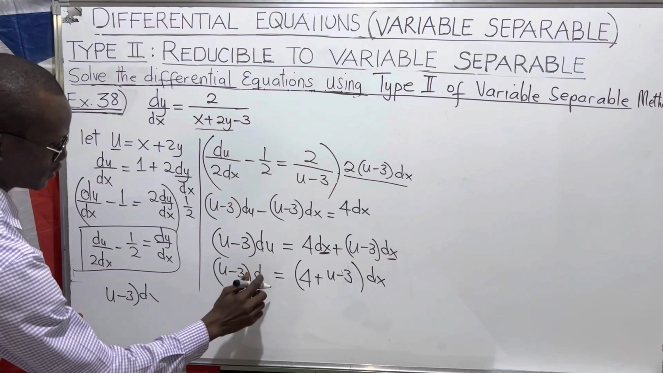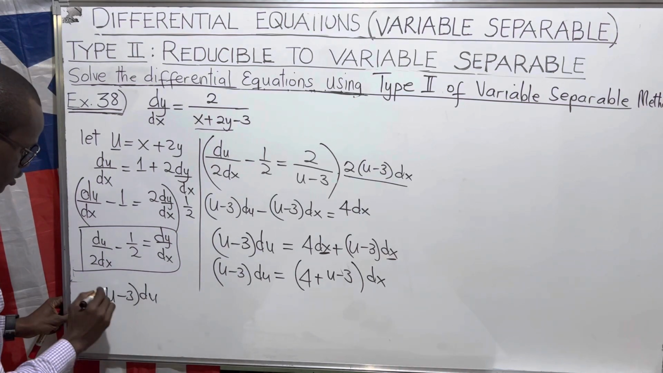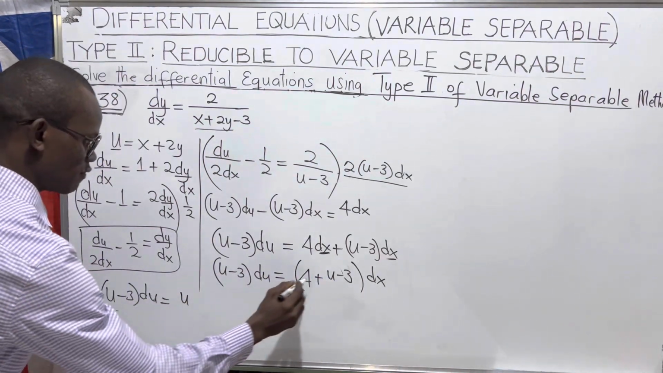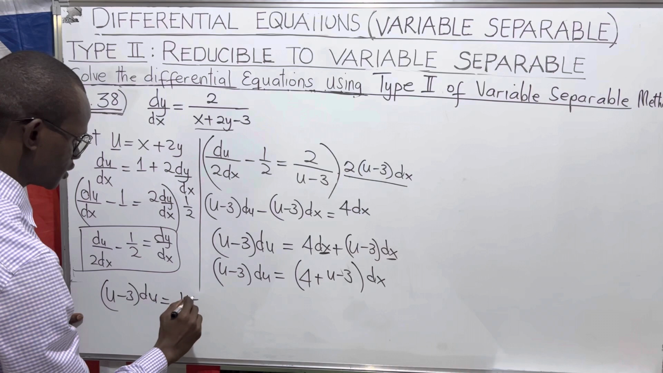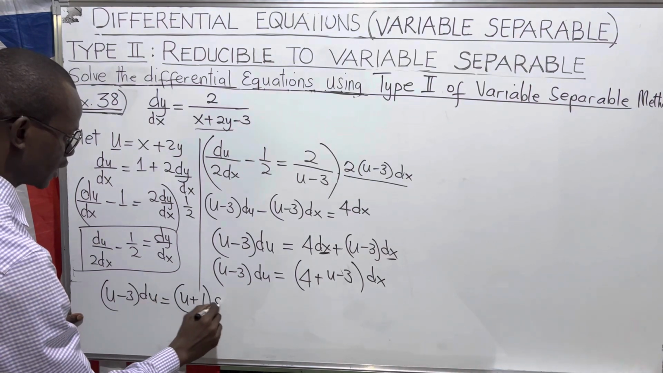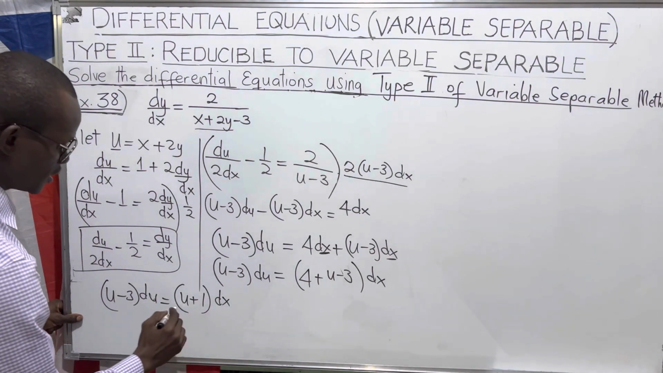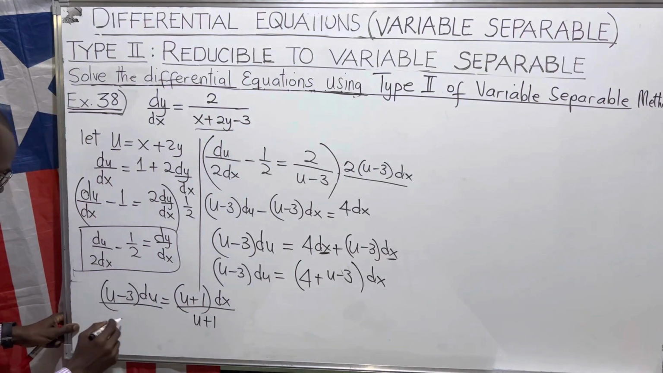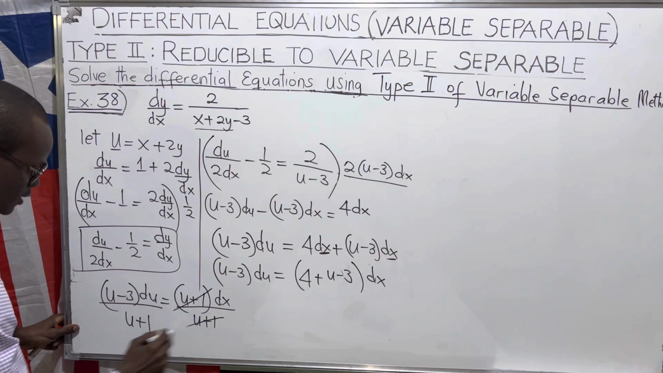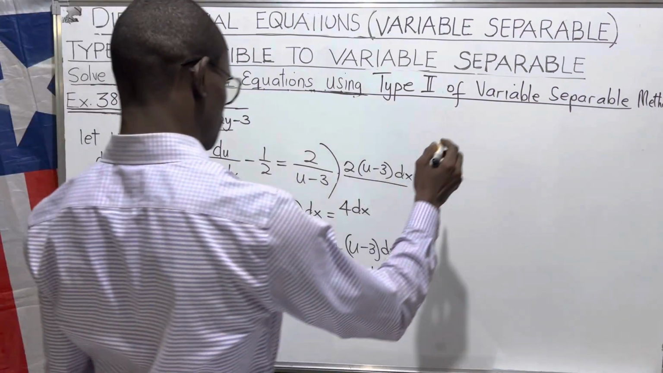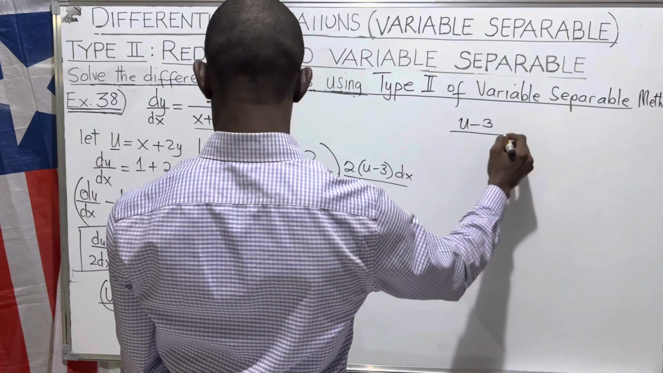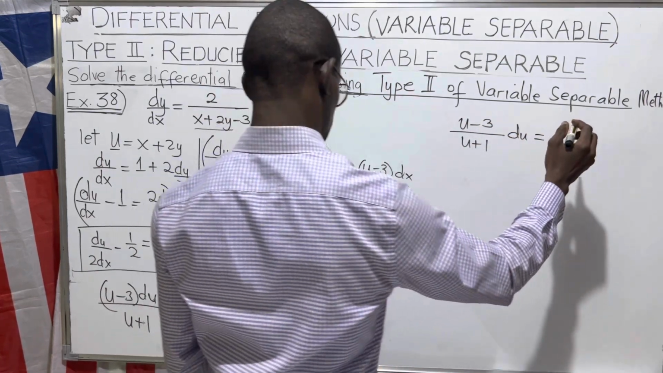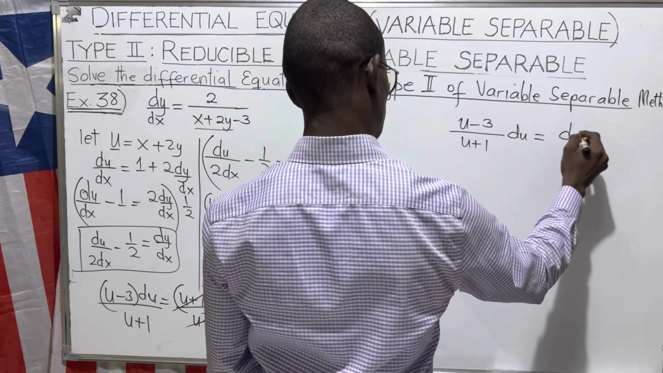Is it okay? This is du. Du now is equal to, 4 minus 3 is 1, so it's positive 1 times dx. There's the x, so we need this entire expression to be in u. Since this is u minus 3, we must get rid of it. So this cancels this one. We now have u minus 3 all over u plus 1 du equals dx.